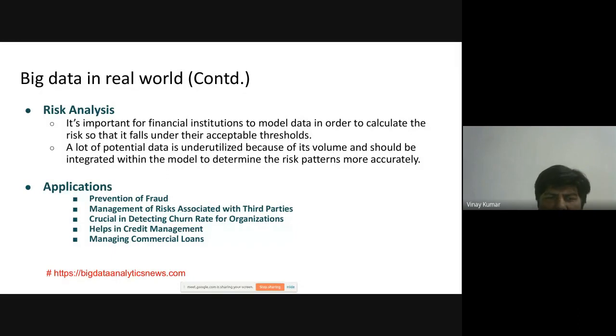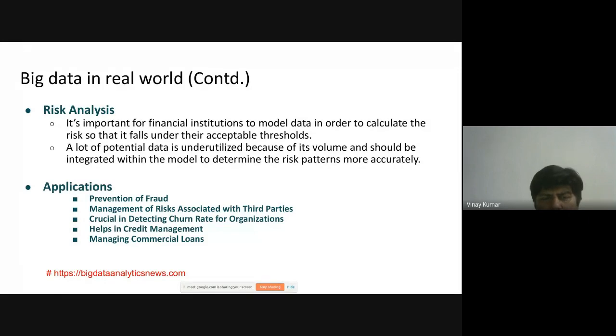The second one is the management of risks associated with third parties. Here, if you decide to engage vendors in your business, right? You should be careful since they can compromise the integrity of your security system. It is advisable that you use big data analytics to manage the operational and reputational risk related to their involvement in your business.